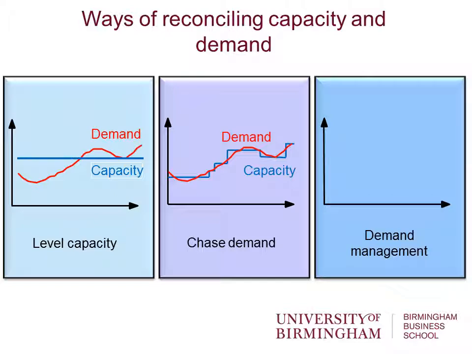With demand management, in the first two situations we have a certain demand curve. With demand management, what we try to do is reduce the volatility of that demand curve, reduce the peaks and reduce the troughs, and get the demand curve to more closely match our capacity.